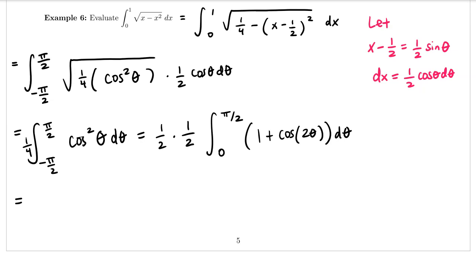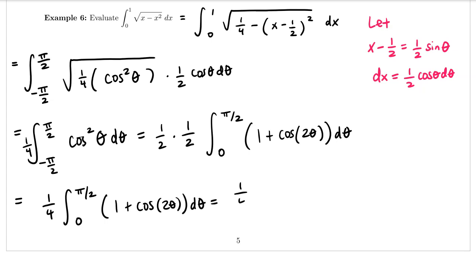So that's equal to 1/4 times the integral from 0 to pi over 2 of 1 plus cosine of 2 theta d theta. Now I'm going to go ahead and start to integrate. This is going to give me 1/4 times the antiderivative of 1, in this case theta, and then I'm going to have plus 1/2 sine of 2 theta.